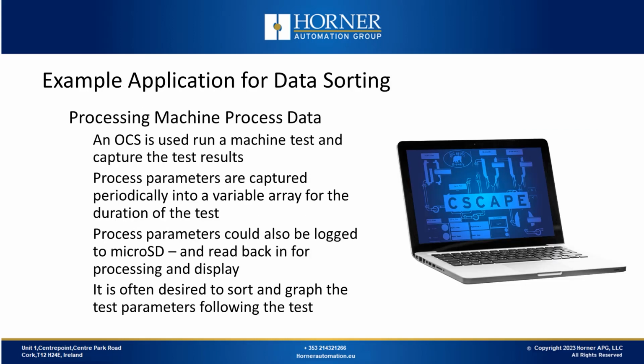Here's an example of different applications for data sorting. Let's say we're using the OCS for machine control, but we're also using the OCS during a test mode of the equipment, maybe after we've done a machine changeover to a new part, or when we've just made some changes to our process control parameters. And we just want to make sure that everything's working properly. And we're going to execute a special test mode in the machine. So that might be a case where you're going to capture your process parameters, and then as part of your analysis, you might want to sort that process data in numerical order.